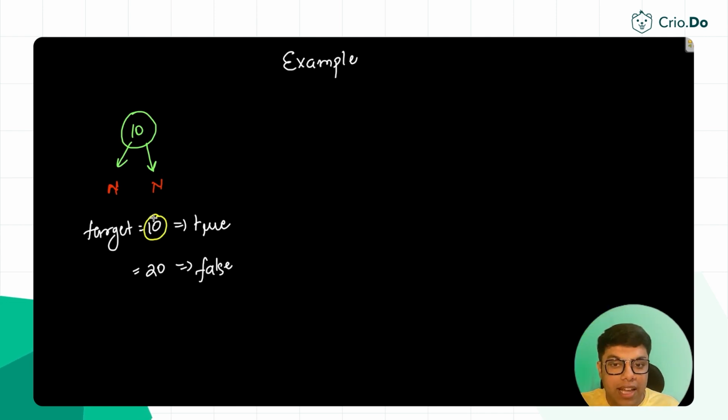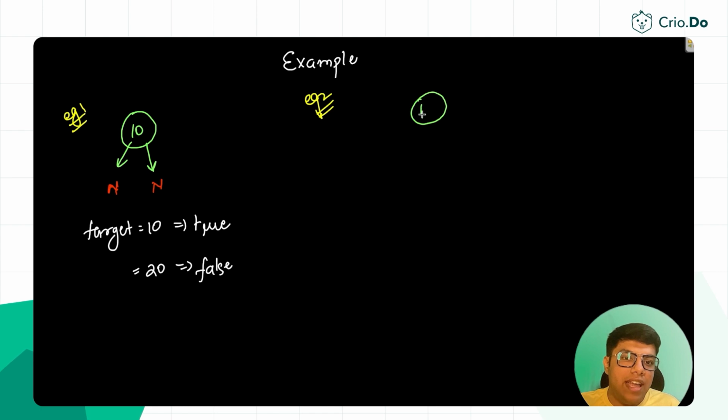But what will happen for 10? Since the root node is equal to 10, the root node is equal to the k value, the target value, we will return true. So this is the first corner case, or you can say the most basic test case, where there is only one node. Can there be more than one node? Yes, obviously there can be more than one node.